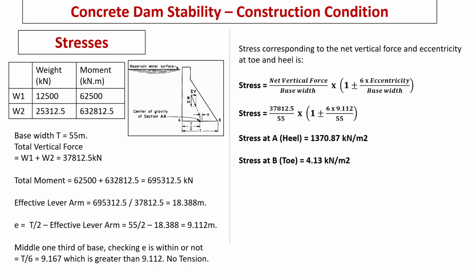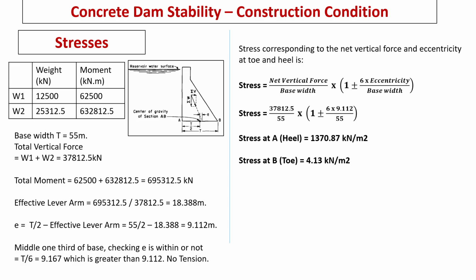Stress calculation is done by the formula shown here corresponding to eccentricity and base width. Plus symbol means more stress, that is adding compression that is towards the point which we have taken moments about. In this case, it is heel, that is point A, so at A there will be more stresses and at B there will be less stress, which can be seen from the above values after substituting the values in the formula.